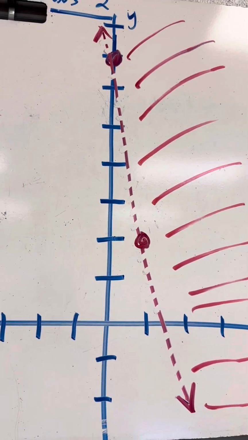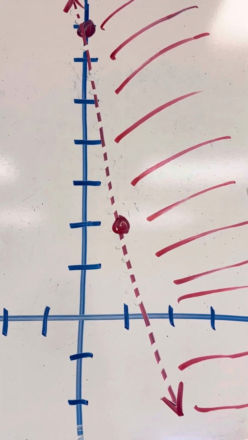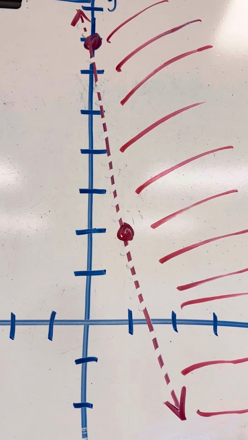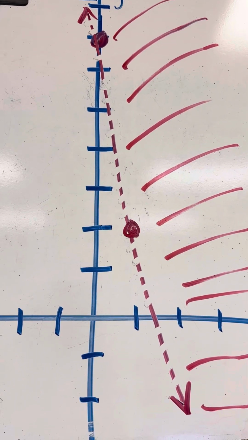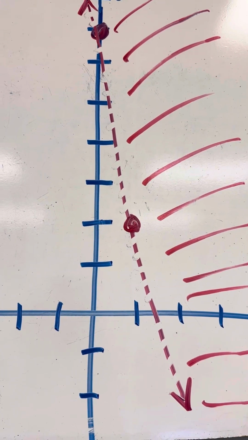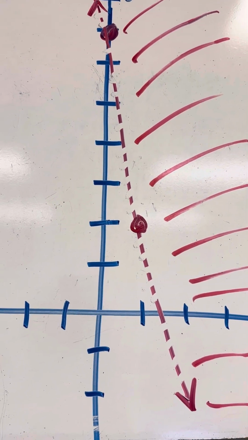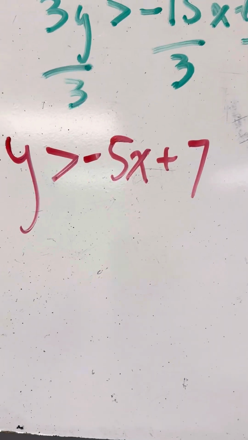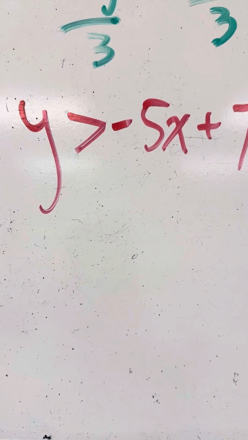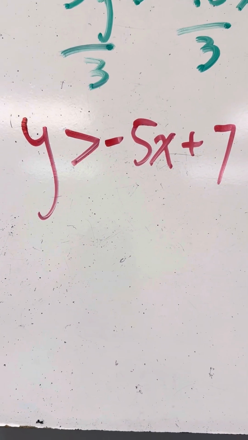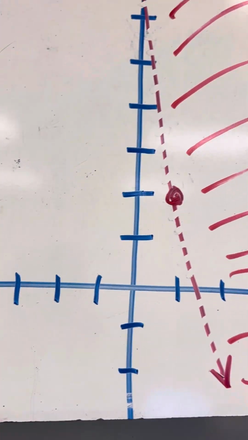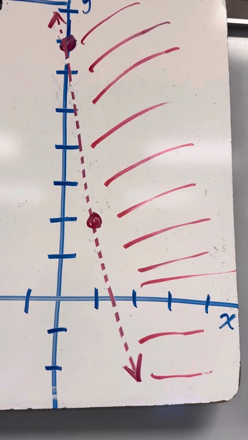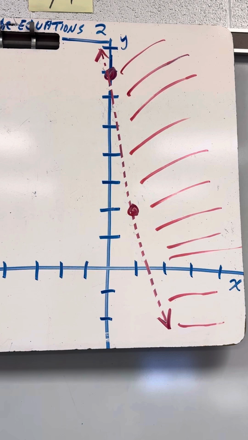And now Delta Math puts in a solid line for you. But remember, you click the change line button, and it changes the line to a dashed line because y is greater than, but not equal to. So because it's greater than, do you shade above or below the line? You shade above the line. And there's your graph.